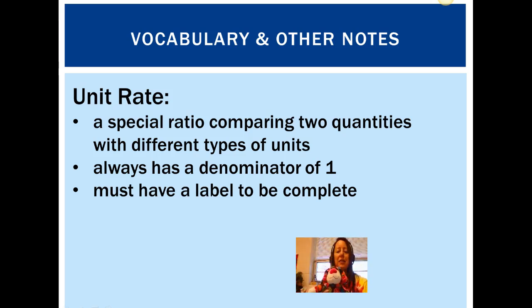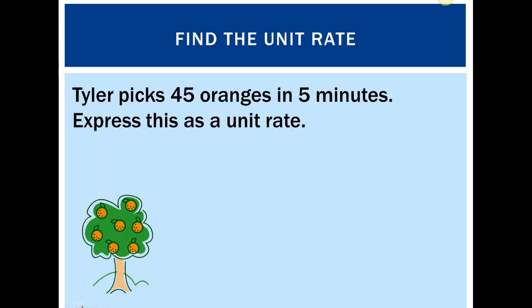Okay, let's take a look at some examples. In our first problem, Tyler picks 45 oranges in 5 minutes. Express this as a unit rate. The first step in finding a unit rate is to write the original ratio. Our original ratio from the problem is 45 oranges in 5 minutes.